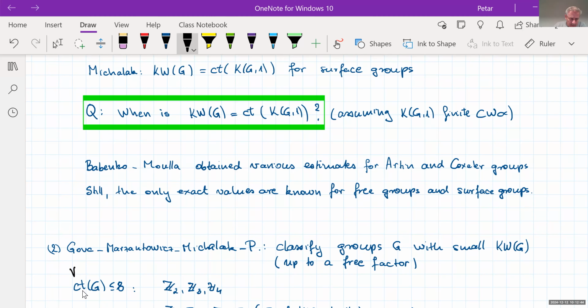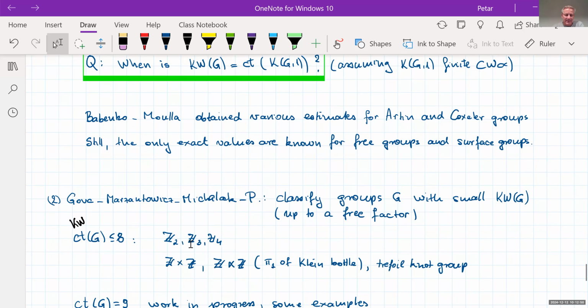Here it is, the Karoubi-Weibull of G up to 8. And the list is the following. It is a cyclic group with 2, 3, and 4 elements. Then a free abelian group of rank 2. Then the semi-direct product, which is just the fundamental group of the Klein bottle, and the trefoil knot. So these are all groups that can appear essentially on 8 vertices.